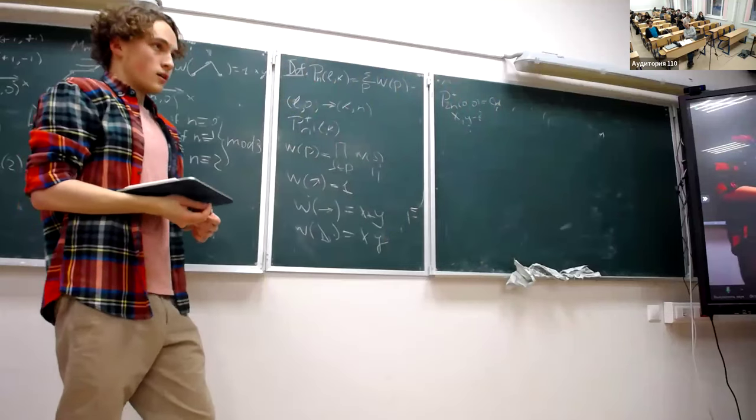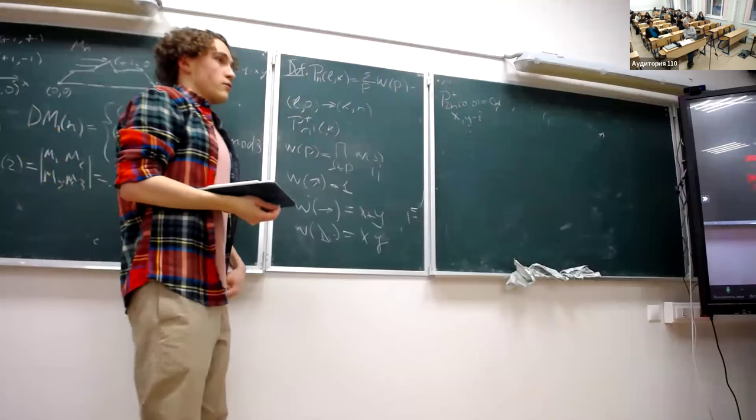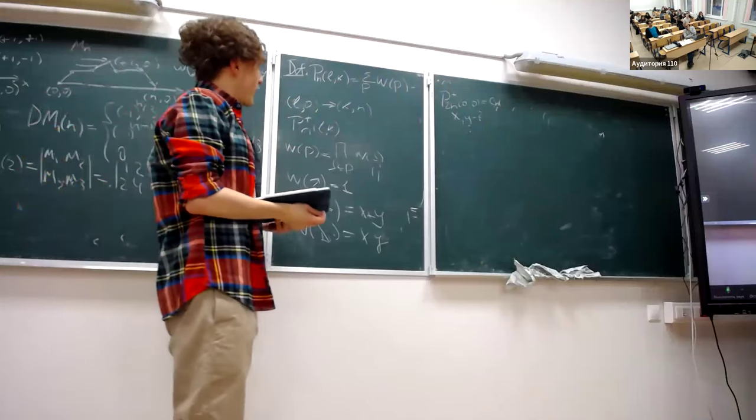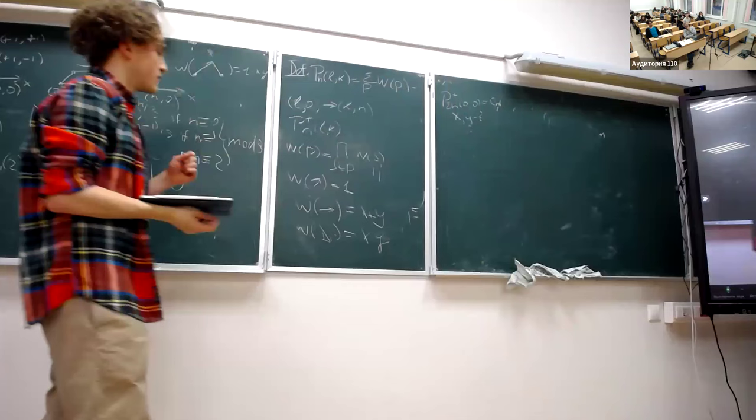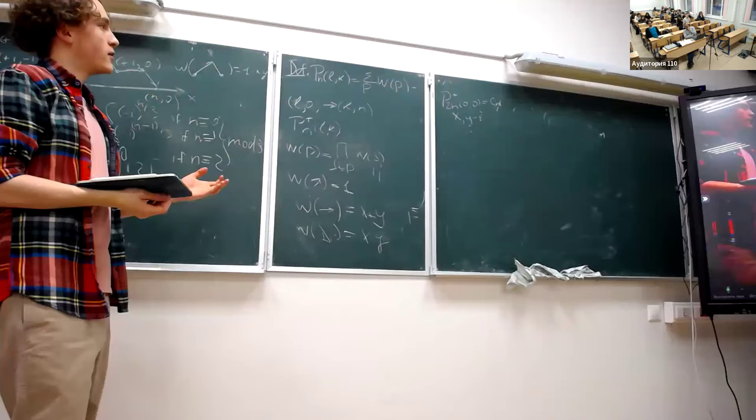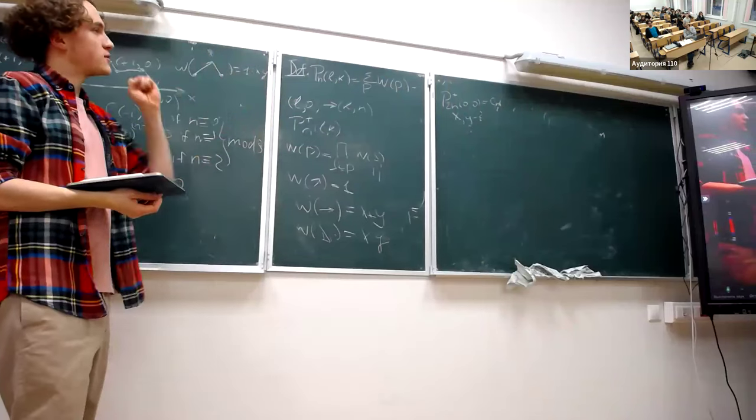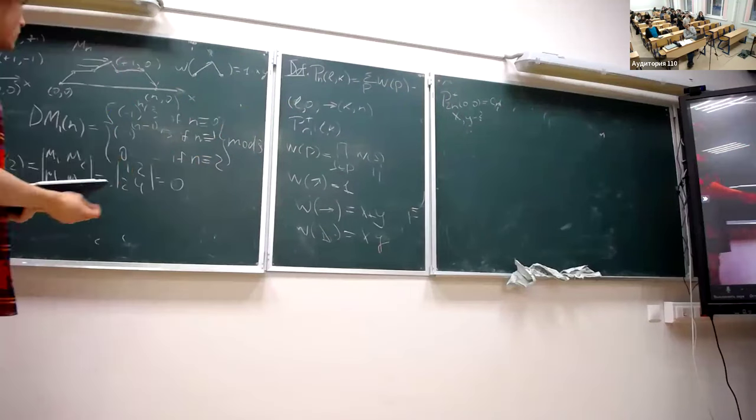Okay. Very well. I have a question to Oliver. To what do we need to set x and y to get Cn equal to our path generating function?